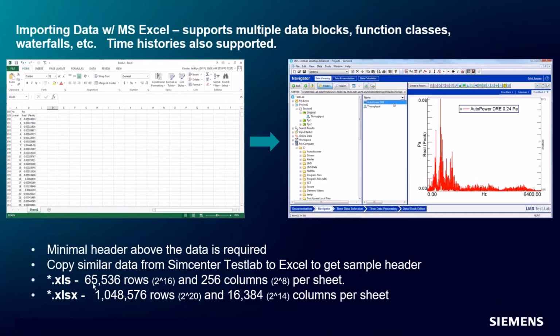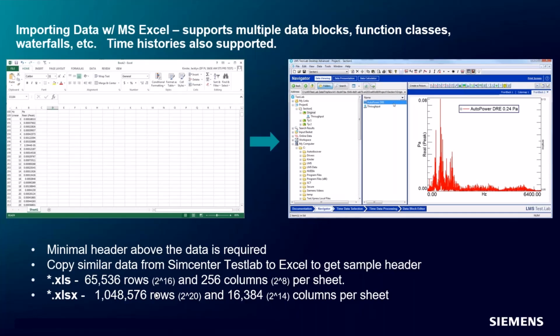Here, the XLS file, which is the older format, supports 65,000 rows and 256 columns, so that's a limit. The XLSX file, which is a newer format, supports 1 million rows and 16,000 columns. So as long as you stay within these limits, you can either use the older Excel file or the newer Excel file. If you've got more than 1 million data samples, you're not going to be able to use this format, but the Excel is going to have these limitations.